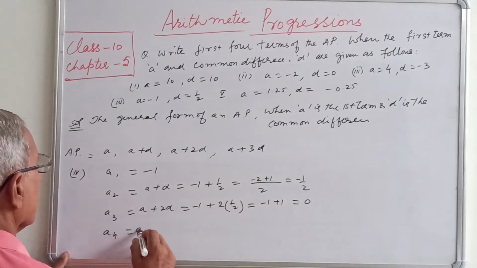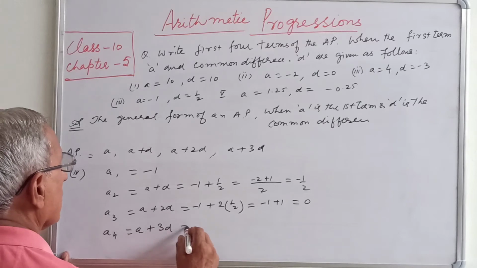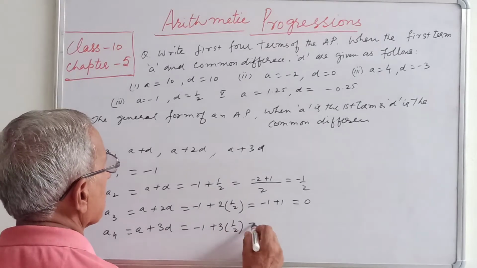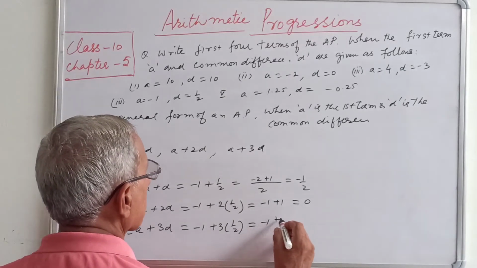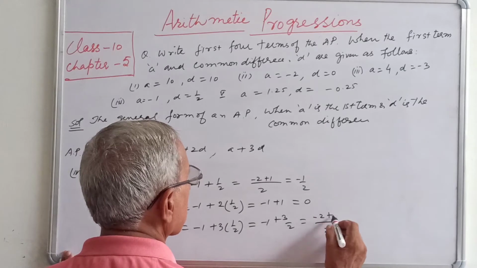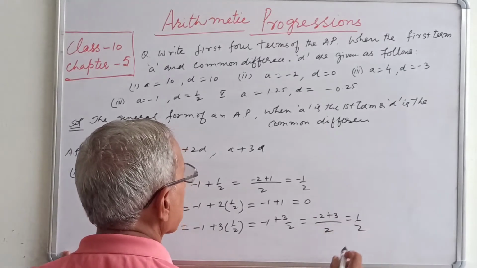A4 is a plus 3d, minus 1 plus 3 into 1 upon 2. So minus 1 plus 3 upon 2. LCM is 2. Minus 2 plus 3. That is 1 upon 2.